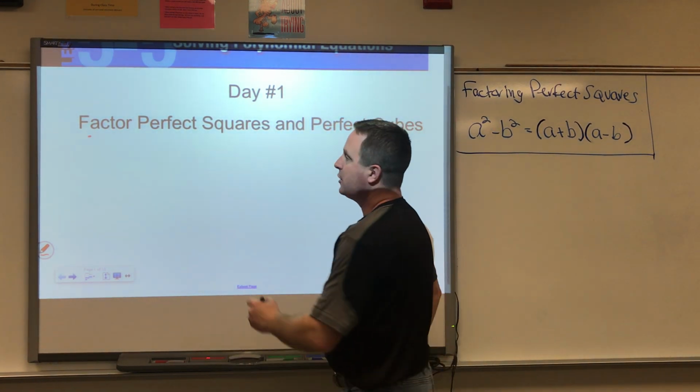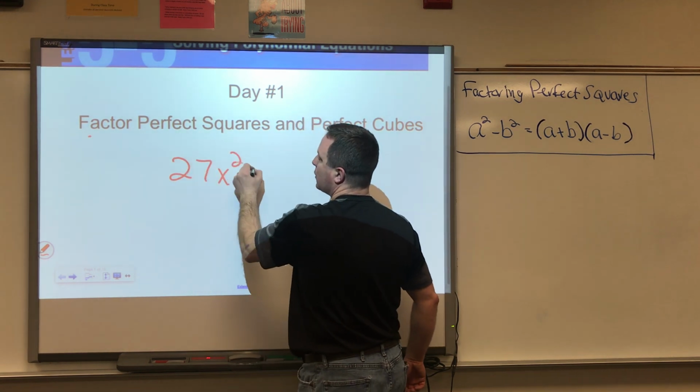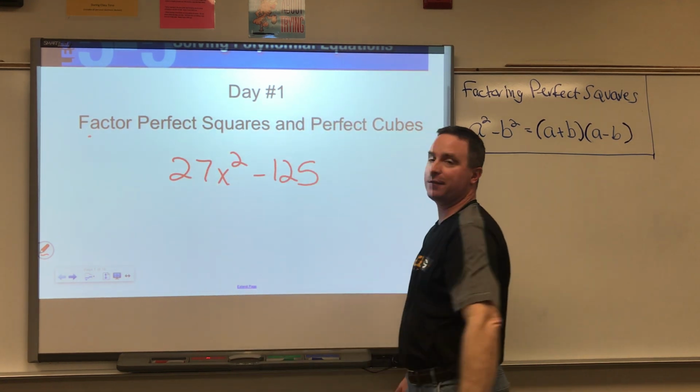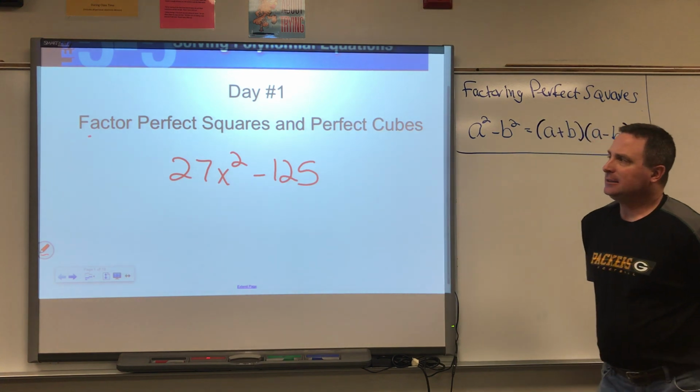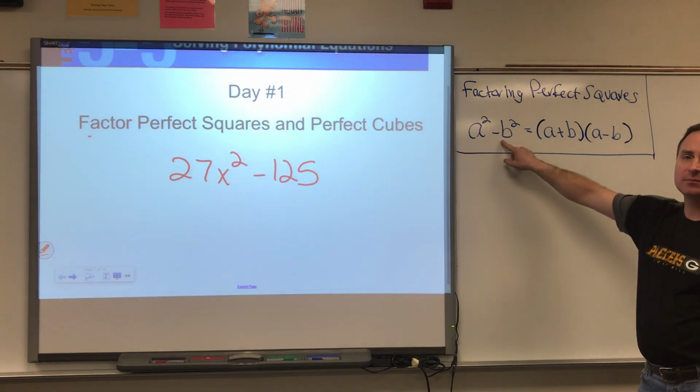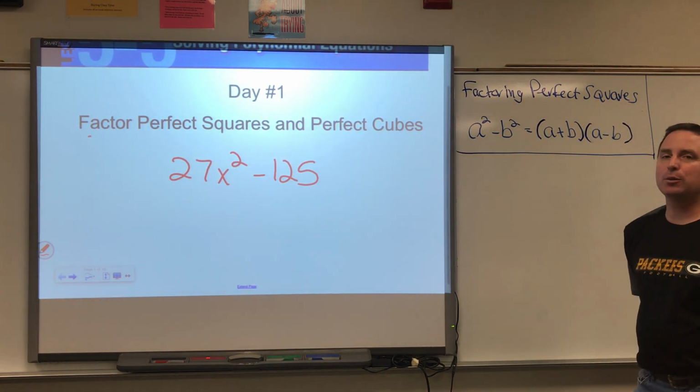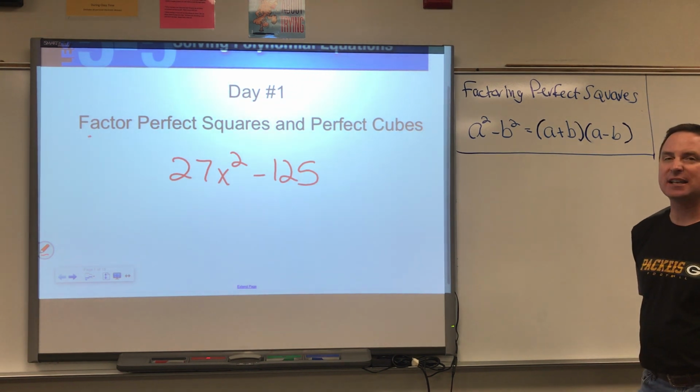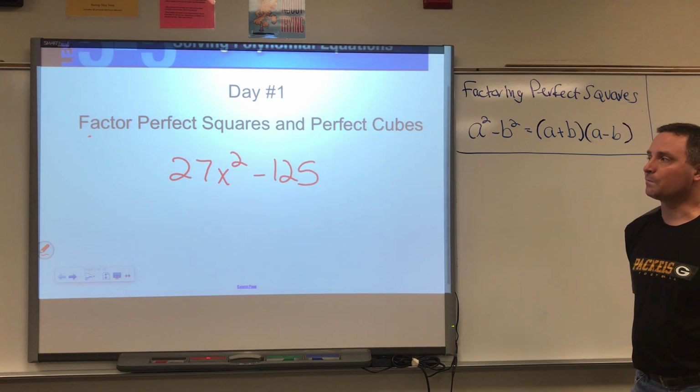Okay, and what if I had this? 27 x squared minus 125. Okay, now I'm thinking, there's only 2 terms, but bad news. 27 and 125 are not perfect squares. They don't have nice square roots. So now what do we do?